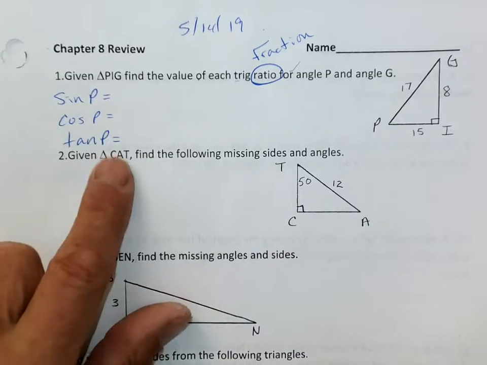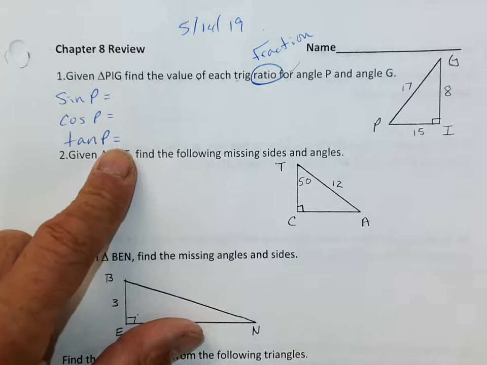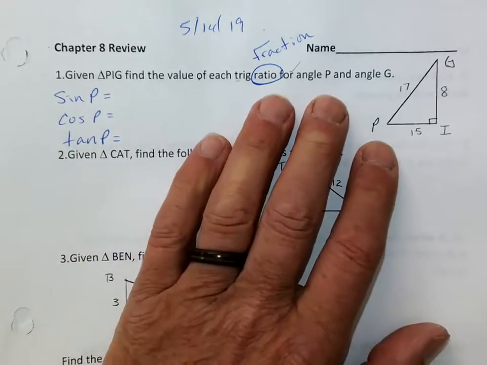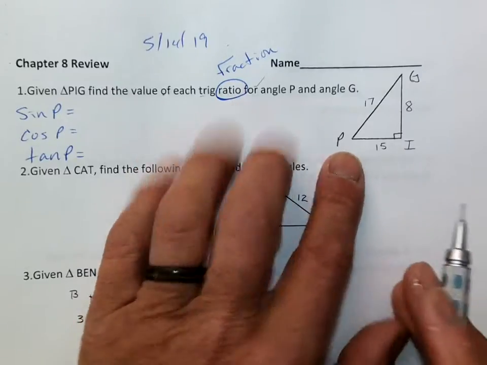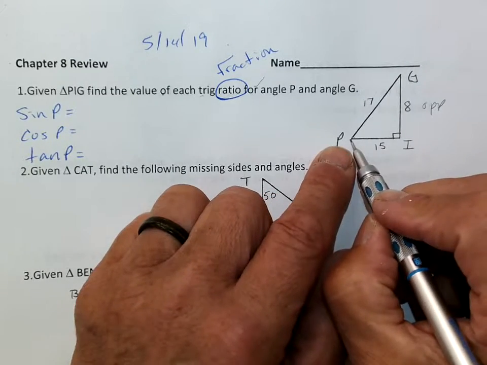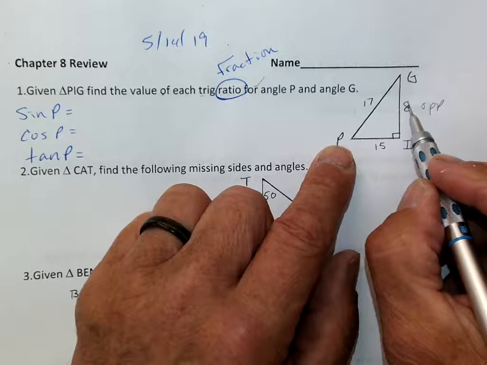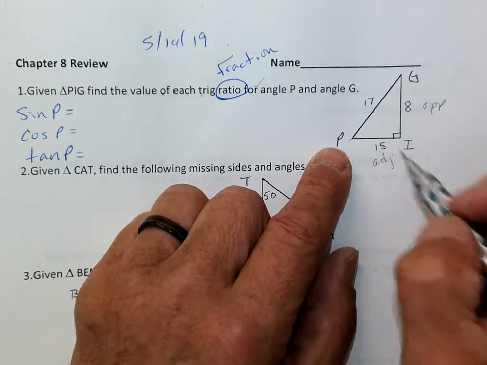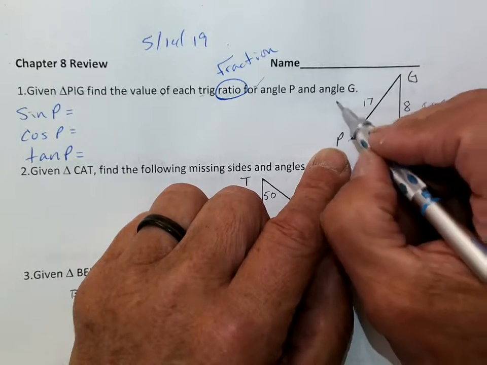So if I look up above, sine is the opposite over the hypotenuse. If I look at P, and I'm going to use a pencil because I'm going to erase this when I go to the other angle, the 8 is its opposite, because if I stand at P and throw a rock across the lake, it lands on the opposite side of the lake. The 15 is the adjacent, and of course the 17, which is the longest side opposite 90, is the hypotenuse.